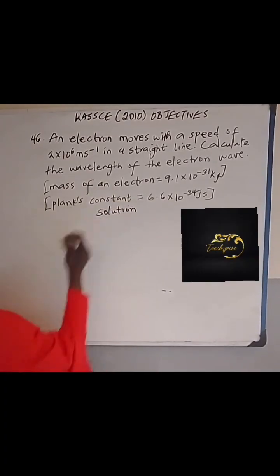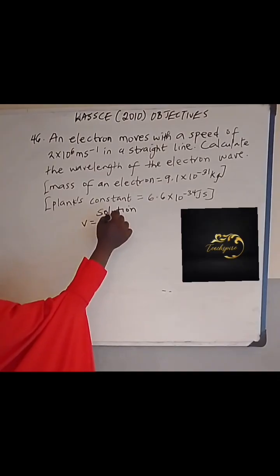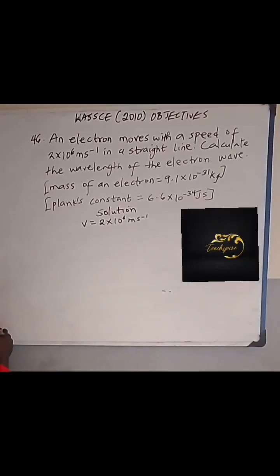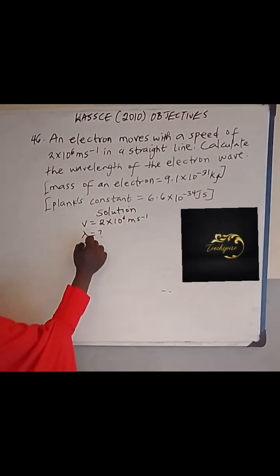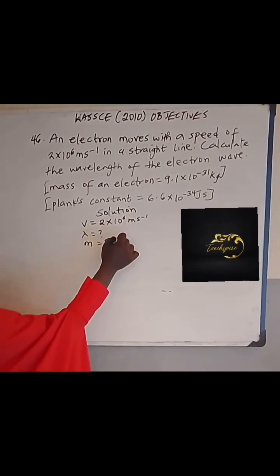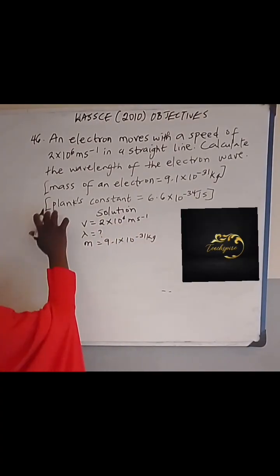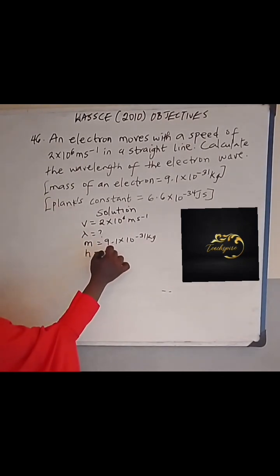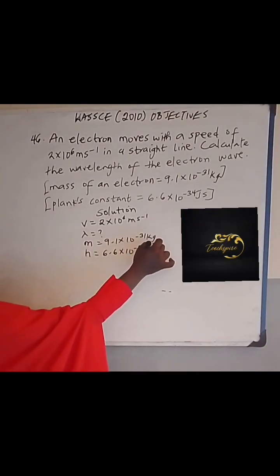An electron moves with a speed, so we are given the speed, which is 2 times 10 raised to the power 6 meters per second, in a straight line. Calculate the wavelength. We are asked to find lambda, and we are given the mass to be 9.1 times 10 raised to the power minus 31 kg, and we are given Planck's constant, which has the symbol H, to be 6.6 times 10 raised to the power minus 34 joule seconds.